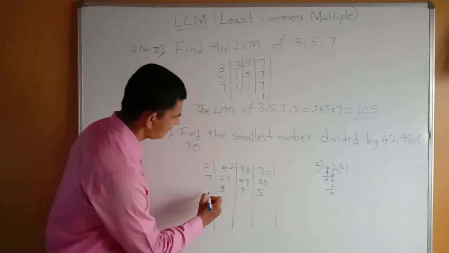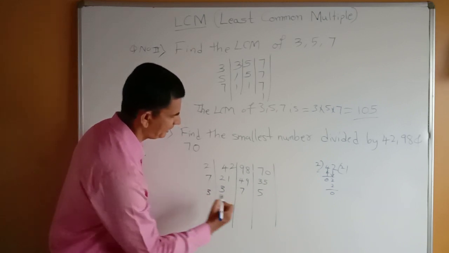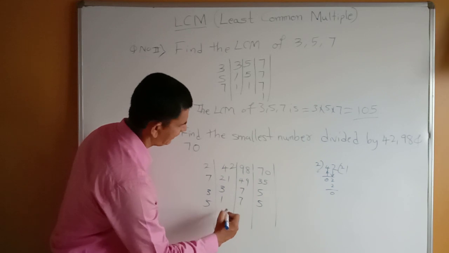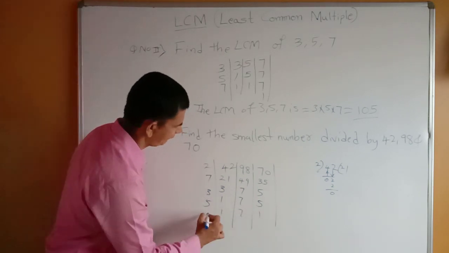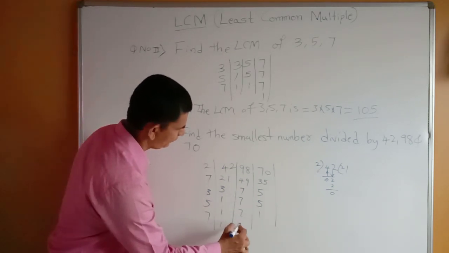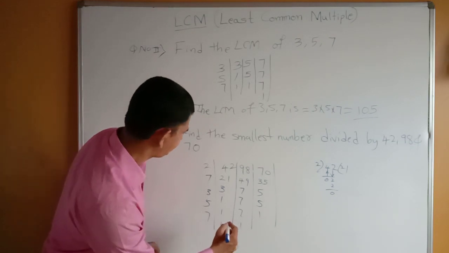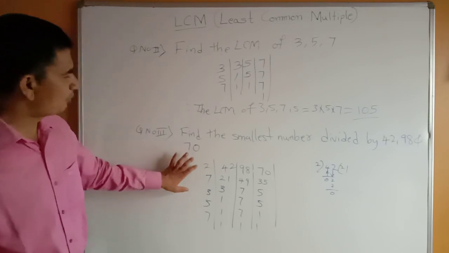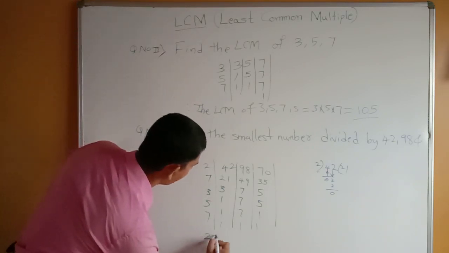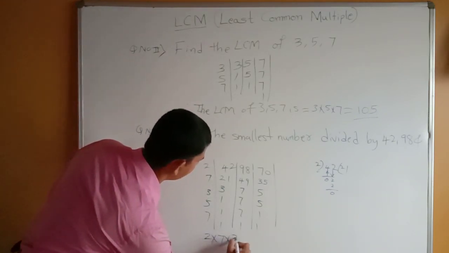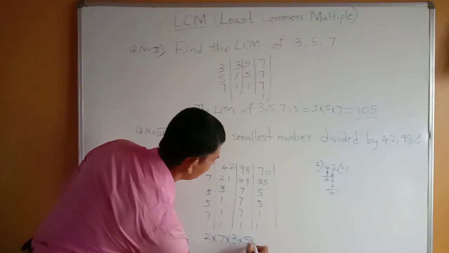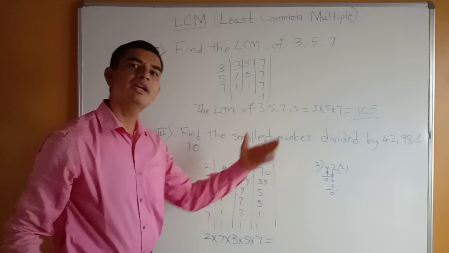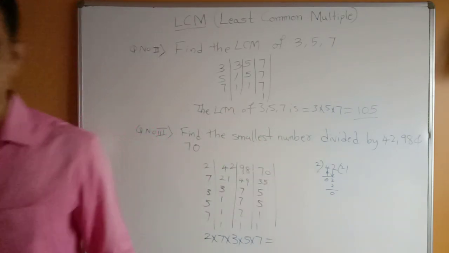Now 3 1s are 3, you can take 7 as it is, 5 as it is. Now 5 1s are 5, 7 as it is, 1 as it is. Now you have to multiply all this: 2 into 7 into 3 into 5 into 7. If the number is too big, again we have to follow the rough work.